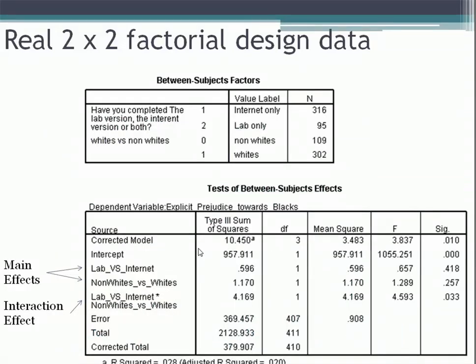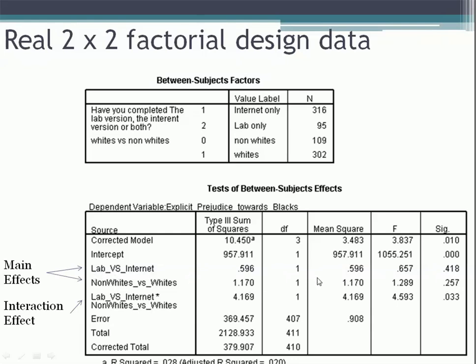So when we look at this, this is again an ANOVA. ANOVA is cool because it can handle more than one independent variable. It can also handle independent variables with more than 2 levels. So notice here in this same between subjects effects table, we've got our main effects for our independent variables, lab versus internet, non-whites versus whites. And then down here we have our interaction effect, which, if you want to be nerdy about it, is literally just the multiplication of these 2 variables. Your score here times your score there is the interaction effect.